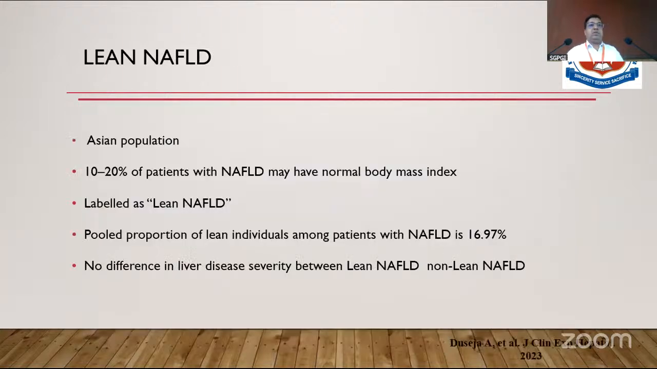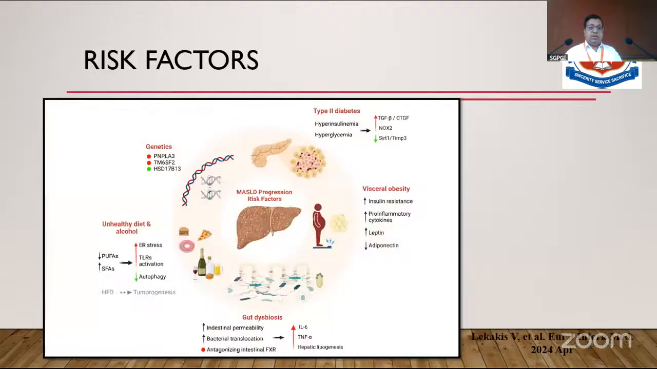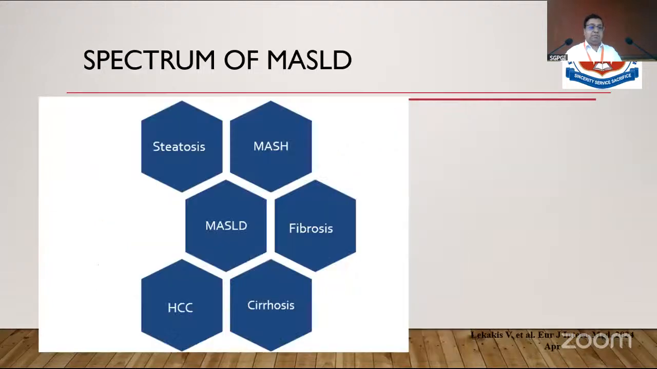In the Asian population, lean NAFLD is also very common. 10 to 20% of patients with NAFLD may have normal BMI. These are labeled as lean NAFLD. The pooled proportion of lean individuals among the patients with NAFLD is about 16.9%. There is no difference in liver disease severity between lean NAFLD and non-lean NAFLD. Risk factors are type 2 diabetes mellitus, visceral obesity, some genetic factors, unhealthy diet and alcohol intake, and gut dysbiosis.